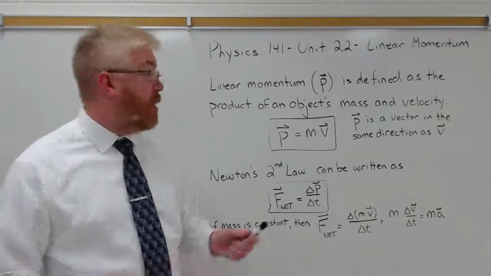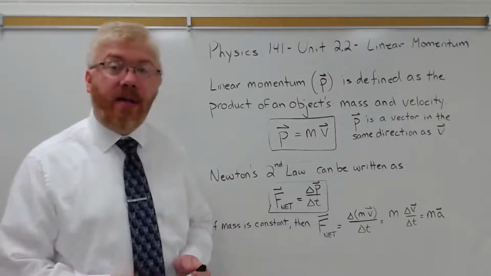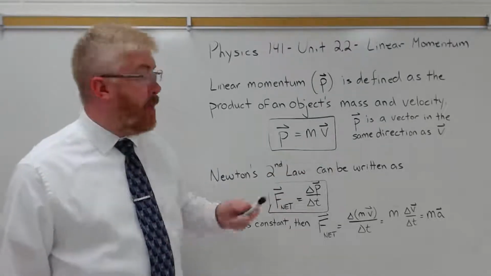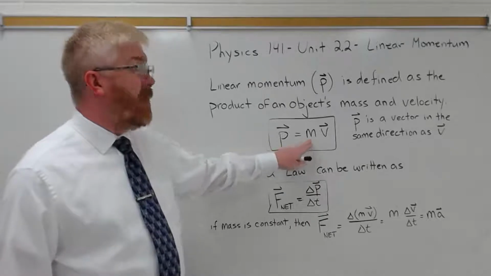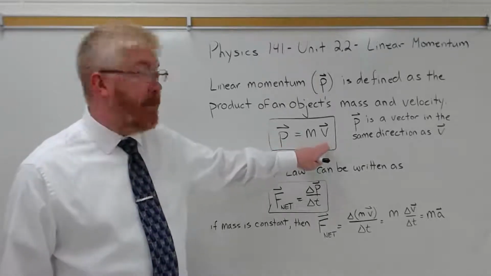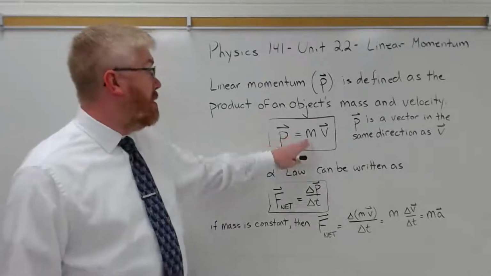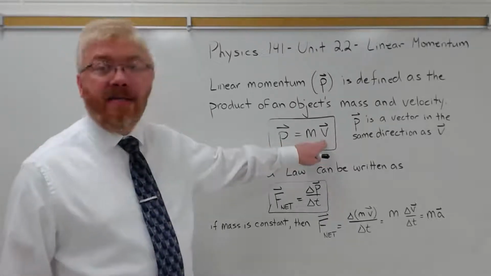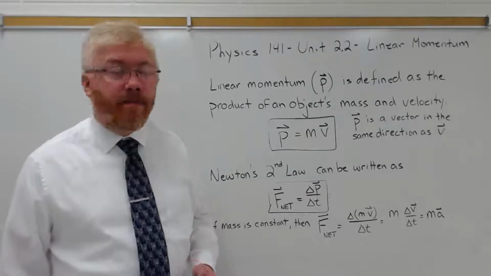It had no direction. Momentum has direction associated with it because it's a product of the velocity, and velocity is a vector. So the linear momentum of an object is equal to mass times its velocity. So since mass is a scalar, the object's linear momentum must be in the same direction as its velocity.